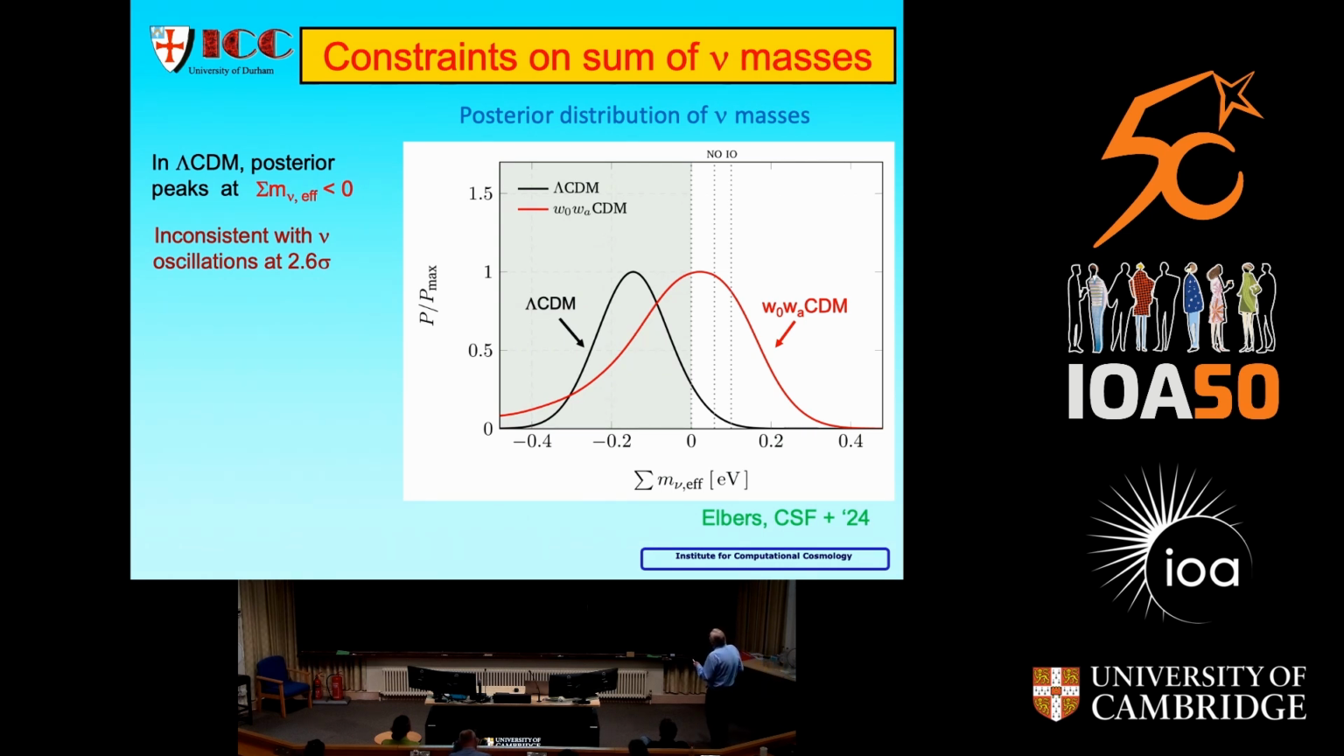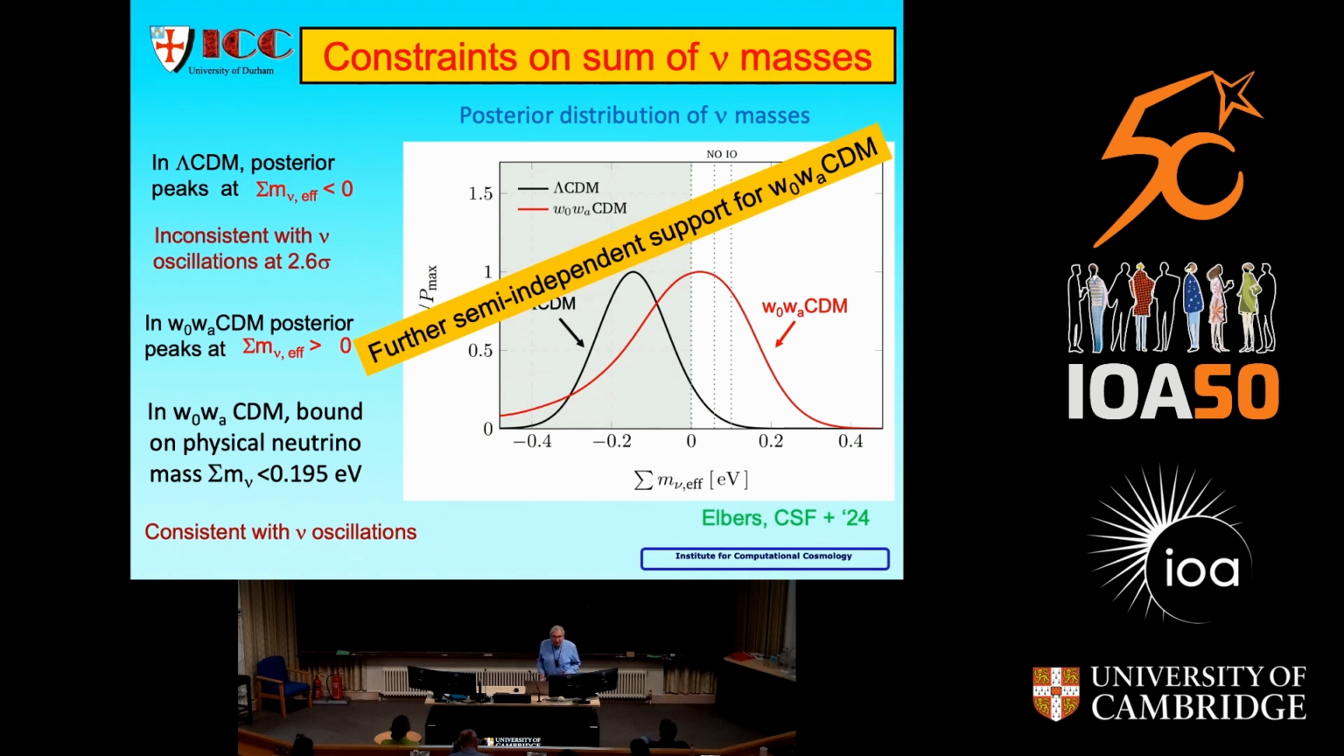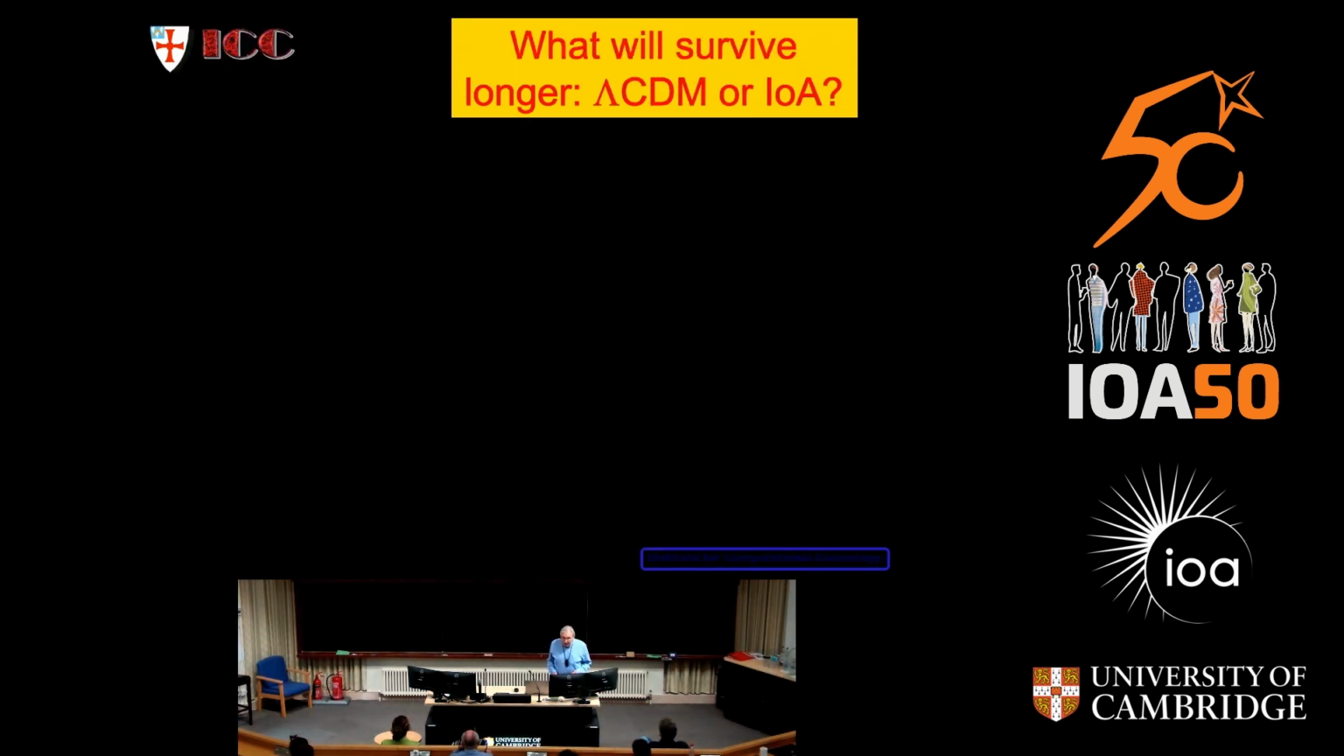If you now look at w0, wa CDM, then the posterior looks a lot better. It peaks at positive values. It's perfectly consistent with neutrino oscillations. And the limit is now greater than we had before, but at least everything is consistent. And so in my mind, this is semi-independent of the w0, wa from the direct measurement of the expansion history. And you could see, well, this gives you further evidence that maybe there's something not quite right with lambda CDM. So, well, if you take this seriously, you say the DOE is already won. Lambda CDM is ruled out.